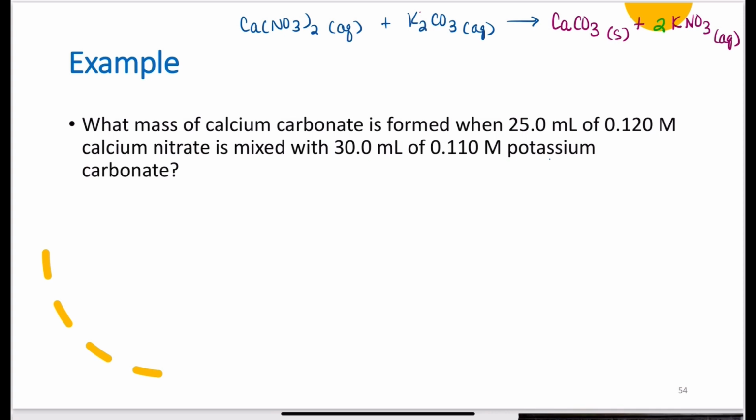But what I want you to recognize now, what I like to do, you can do whatever you want, is write under the reactant itself what I have of it. It tells me for calcium nitrate, I have 0.120 molar and 25 mils. For potassium carbonate, I have 0.110 molar and 30 mils. Because I'm given volume and concentration for each species, that means that this is a limiting reactant example.